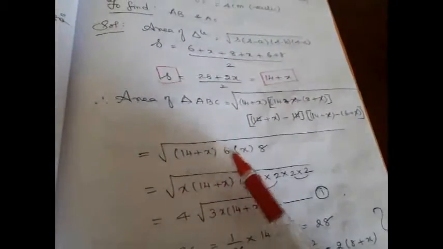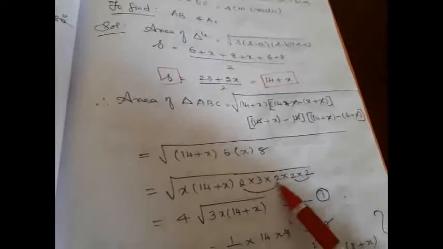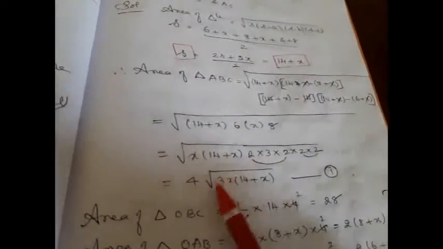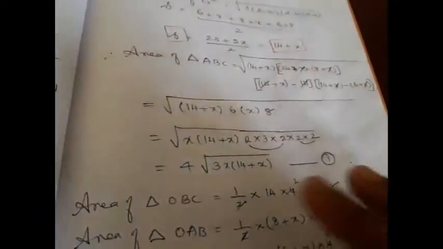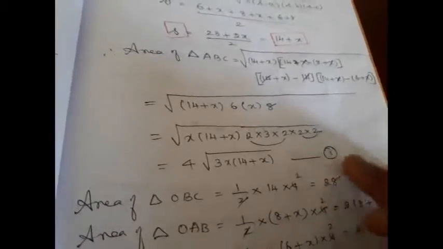So again X into 14 plus X, and 6 times 8 can be written as 2 into 2 into 2 into 3, so 2 into 2 comes out of the square root. So we have taken 4 out, and we are left with 4 into square root of 3x into 14 plus X. Now this is the area of the triangle ABC. Let us keep it aside.